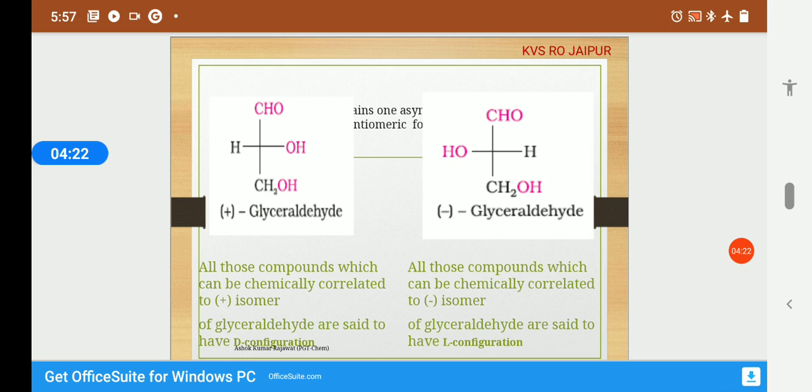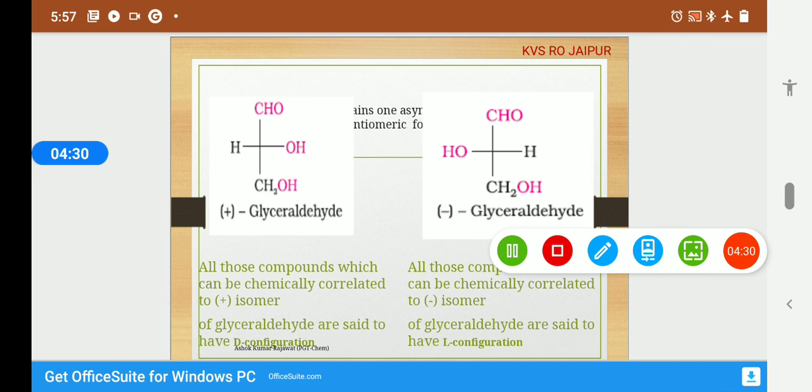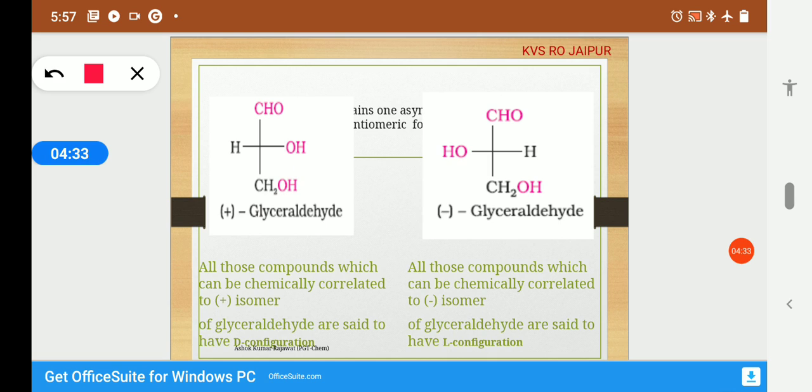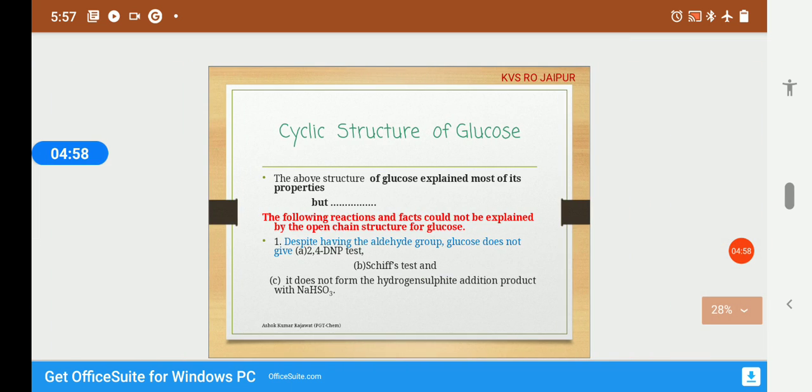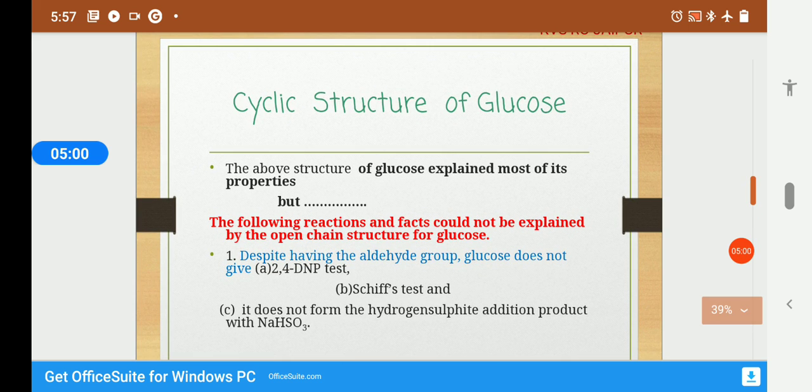Now, all those compounds which can be chemically correlated to the plus isomer of glyceraldehyde are said to have D configuration, whereas all those compounds which can be chemically correlated to the minus isomer of glyceraldehyde are said to have L configuration. So, in this way we can come to know about the configuration of carbohydrates.